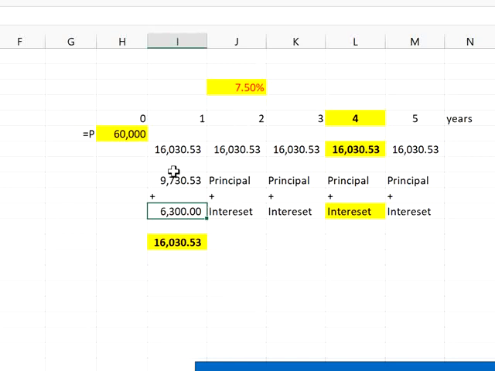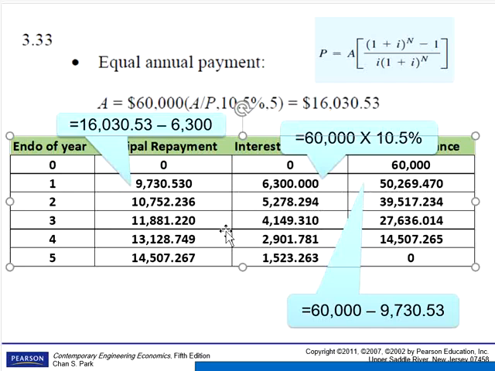Similarly, we go to the second year and find out what is the principal, what is the interest. We go to year 3, what is the principal, what is the interest. We go to year 4, and what is the interest. In this question they ask what is the interest in year 4. So you continue like this until year 4, which is 13,128.749 plus 2,901.781, so it is 16,030. This is how you get it.